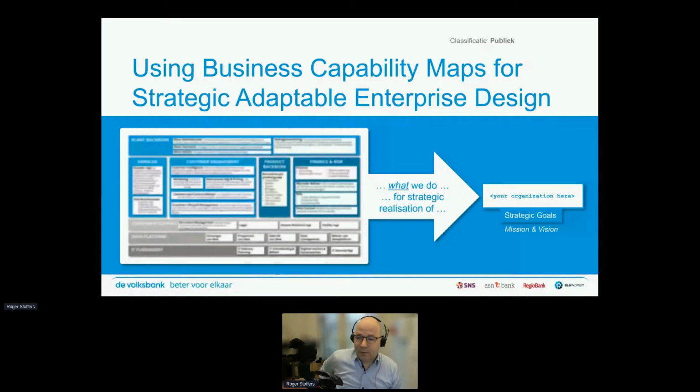Hello, everyone, and welcome to my presentation about business capability maps for enterprise design. Actually, to be more specific, for strategic, sustainably adaptable enterprise design. To illustrate that it shouldn't read agile enterprise design, but adaptable specifically, I'd like you to think about this: a rabbit is agile and an octopus is adaptable. It's just a thought. I don't think we're looking for organizations that can run away really fast. So I think that illustrates adaptable is preferred.